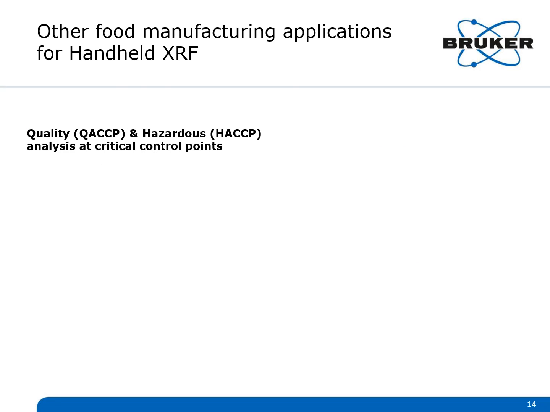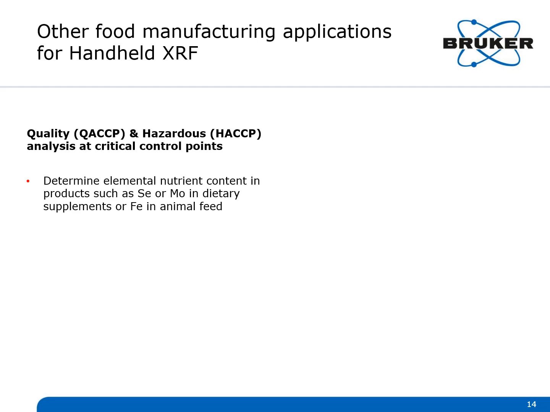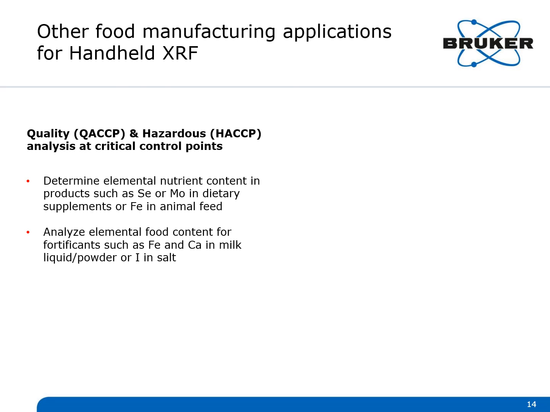As mentioned, there are other food safety applications handheld XRFs work well for. You can determine elemental nutrient content in products such as selenium or molybdenum in dietary supplements or iron in animal feed. You can analyze elemental food content for fortificants such as iron and calcium in either liquid or powdered milk, or even iodine in salt.